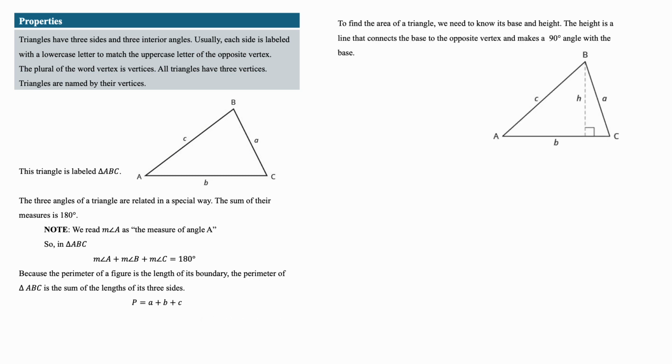So to find the area of the triangle, we need to know about its base and height. The height is the line that connects the base to the opposite vertex and makes a 90-degree angle with the base. So the formula is 1/2 bh, where b is the base and h is the height.